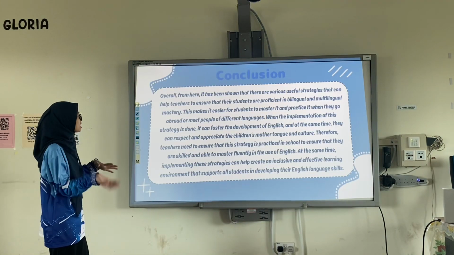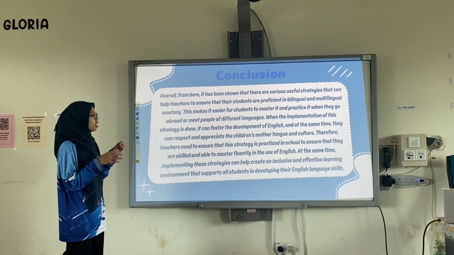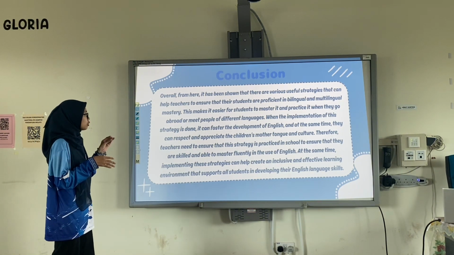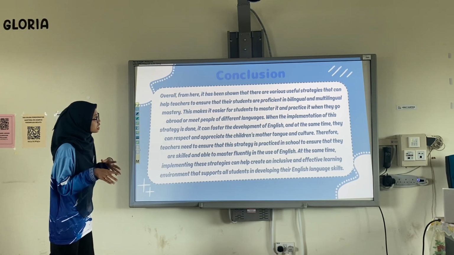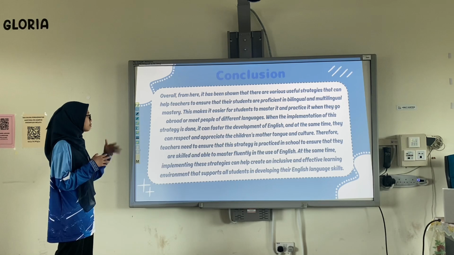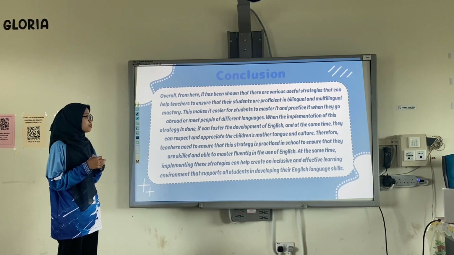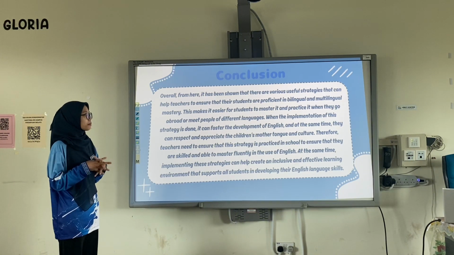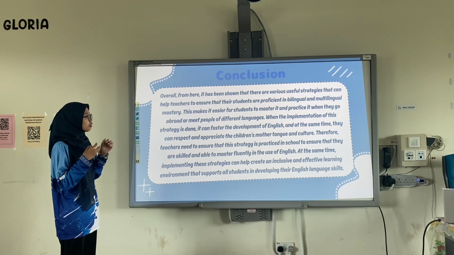The conclusion is, overall from here, it has been shown that there are various useful strategies that can help teachers to ensure that their students are proficient in bilingual and multilingual learning. This makes it easy for students to master it and practice it when they meet people of different languages.